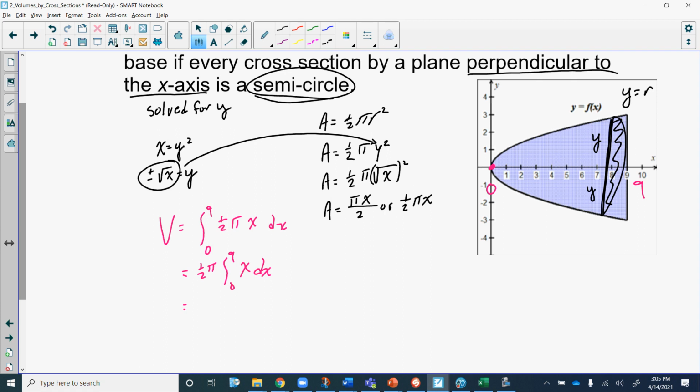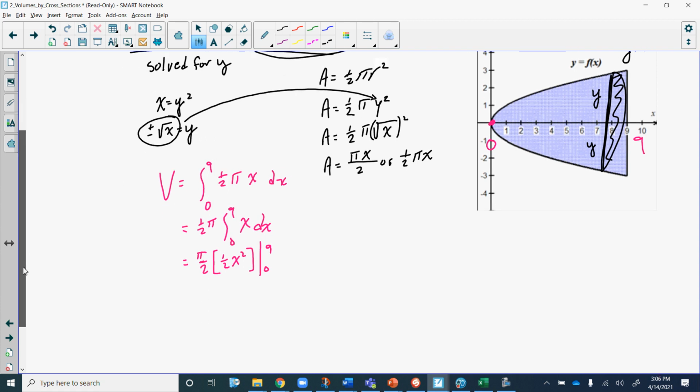Now we can take the antiderivative here, so we have pi over 2. I'll simplify that a little bit. The antiderivative in this case is going to be one half x squared evaluated from 0 to 9. The one half inside of those brackets can be pulled out as a constant, and that would give me pi over 4 times 9 squared minus 0 squared. So that'll be 81 pi over 4. There we go.